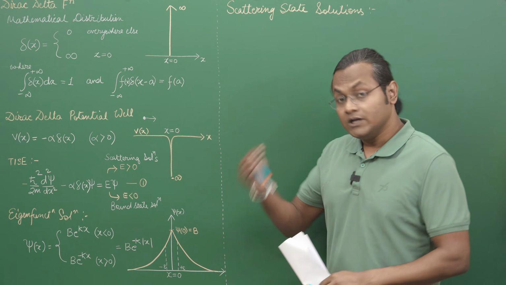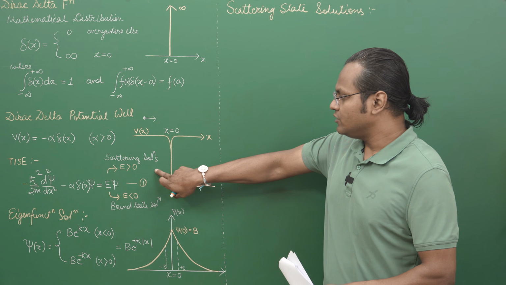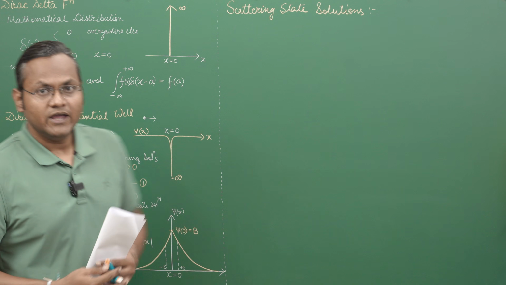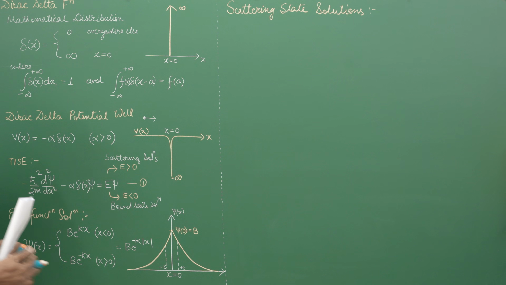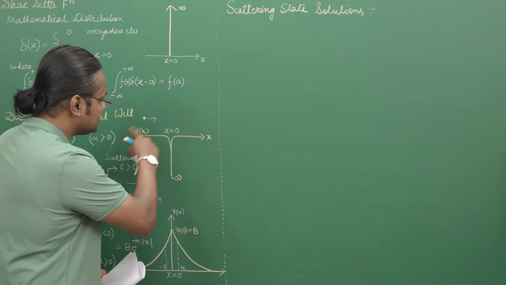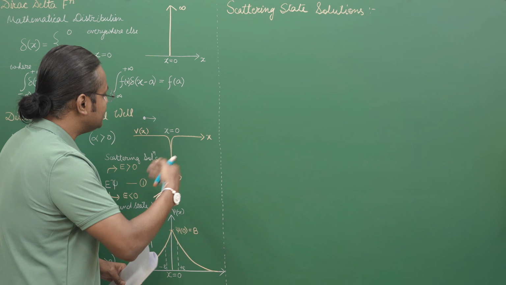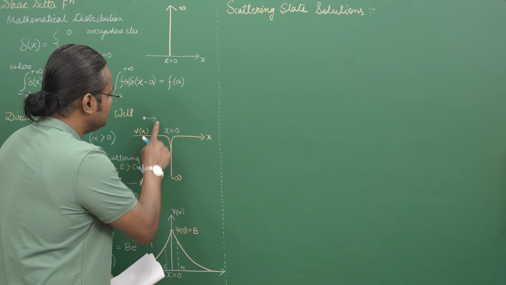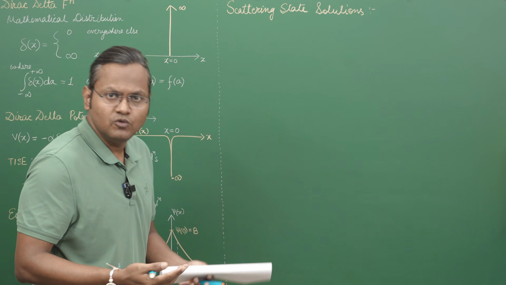And of course, today's case, which is the scattering solutions where E is greater than 0. And that is what I want to study today. What happens if there is a particle approaching from the left, encountering this kind of an inverted Dirac delta potential well? Of course, the particle is not going to be trapped because it has energy greater than 0. So the particle is free to move around.